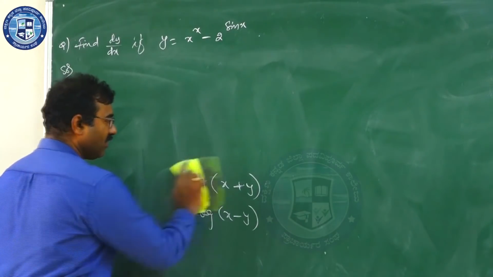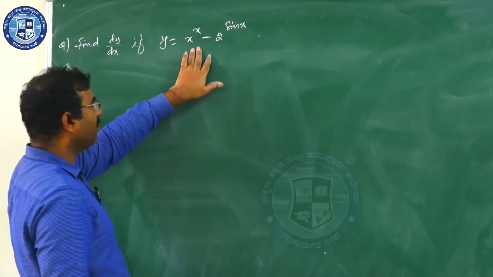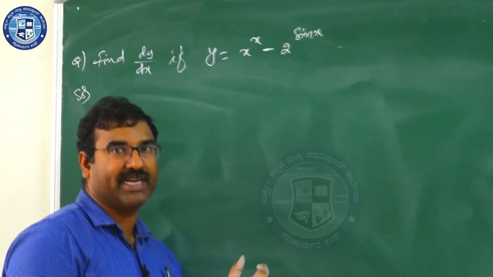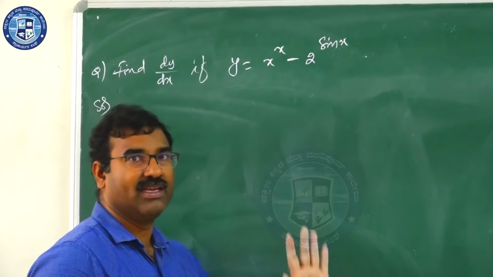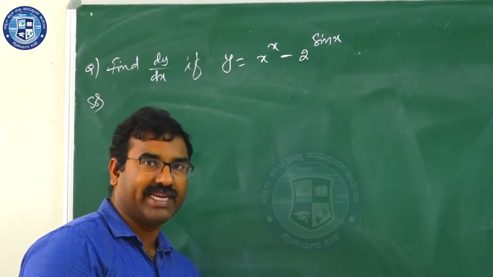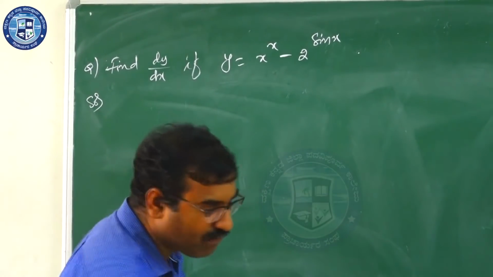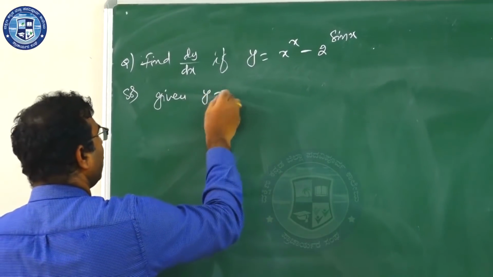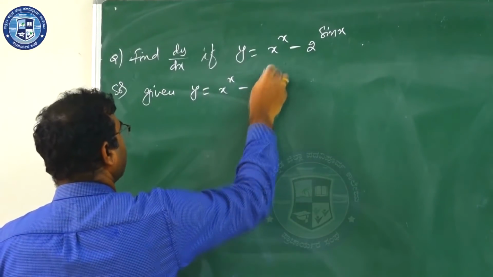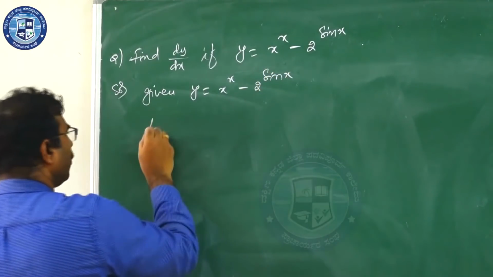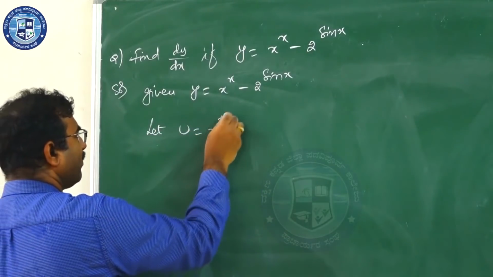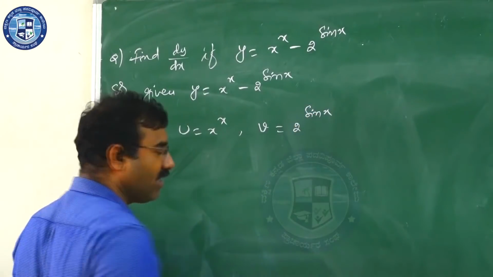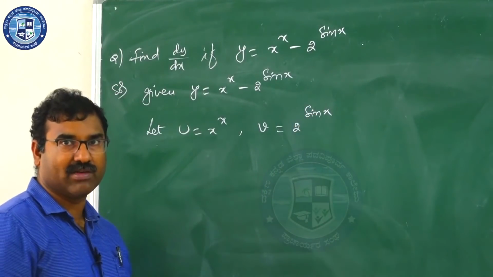What to do then? Whenever there is a sum or difference of two functions where variable power variable comes, you take the functions separately as u and v, find du by dx, find dv by dx, and then substitute in the problem. So given y is equal to x power x minus 2 power sin x, let u is equal to x power x and v is equal to 2 power sin x. Like this only you have to do it. You cannot apply log.